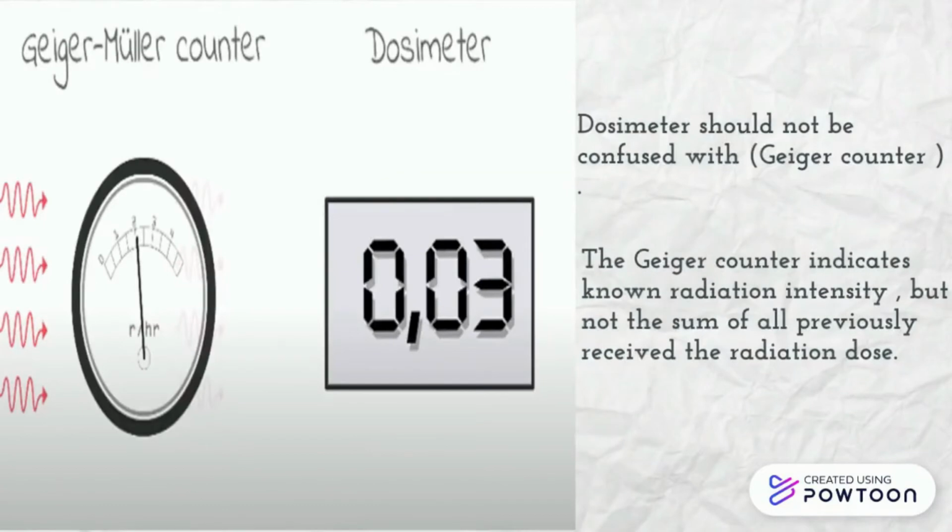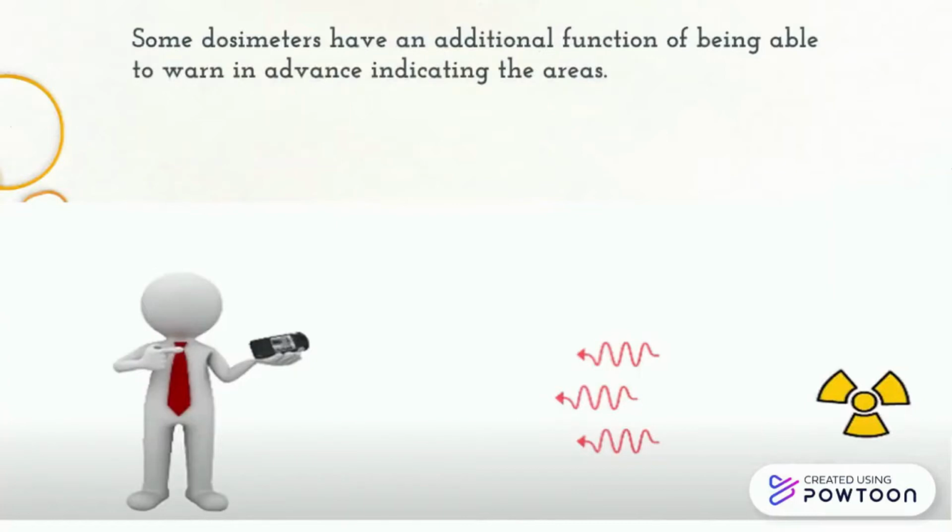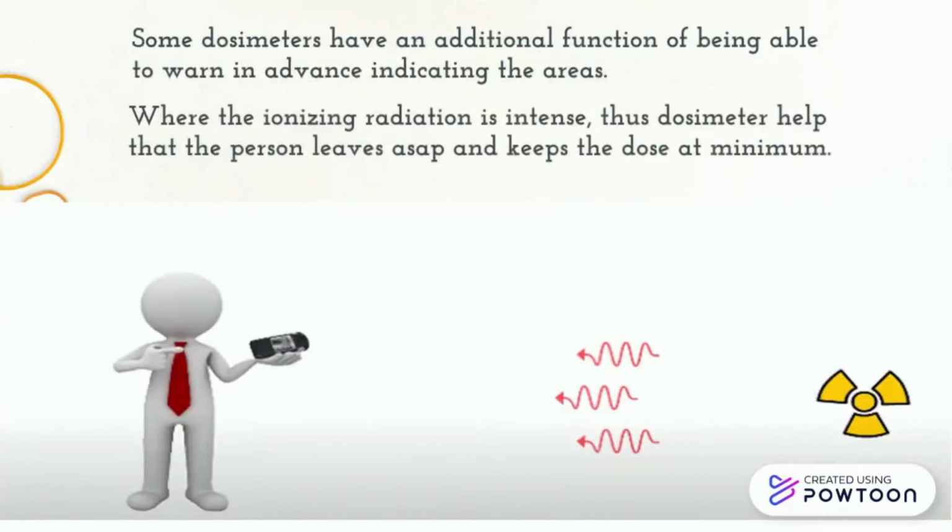A dosimeter should not be confused with a Geiger counter. The Geiger counter indicates the current radiation intensity, but not the sum of all previously received radiation dose. Some dosimeters have an additional function of being able to warn in advance, indicating the area where the ionizing radiation is intense. Those dosimeters help the person keep the dose at a minimum.